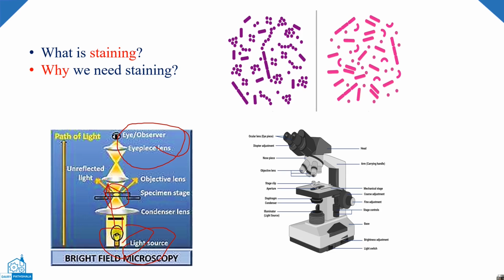That will make one translucent image which is not properly visible. So if we stain that with some color, it will become more properly visible. So we are using the staining process. That is why we are doing staining, so that we can see this colorful picture of the microorganism, right?